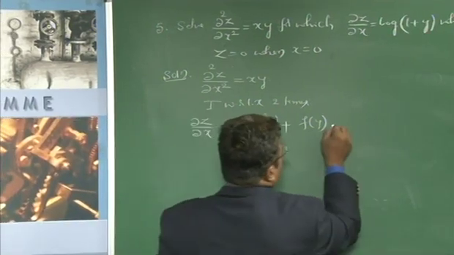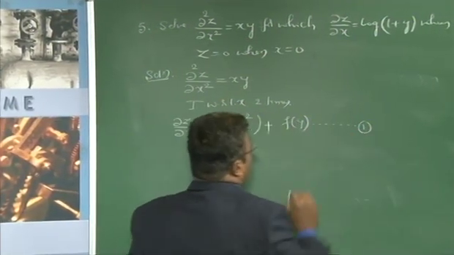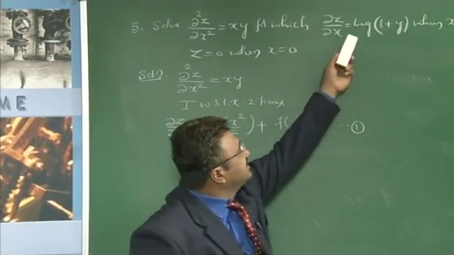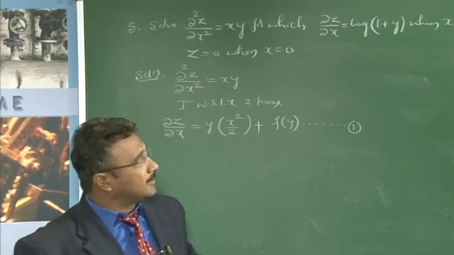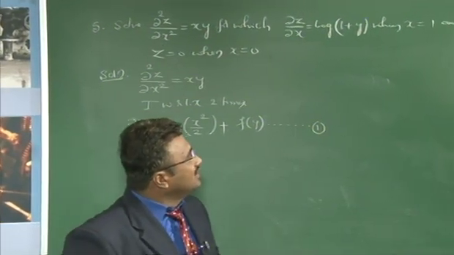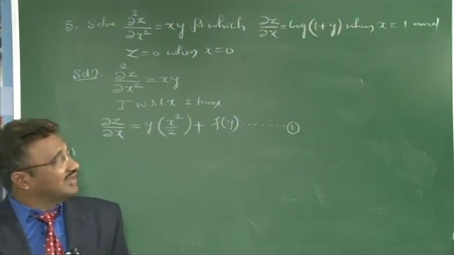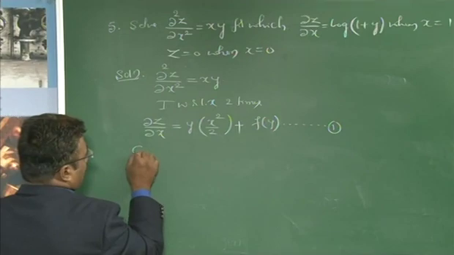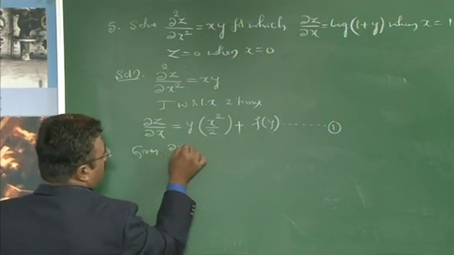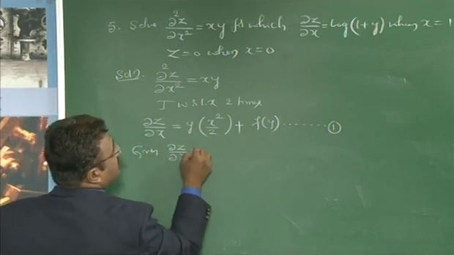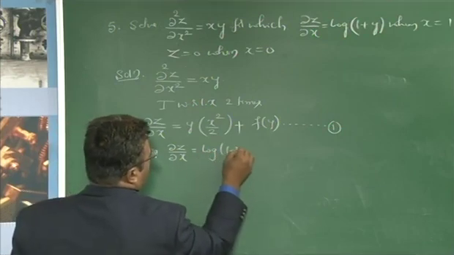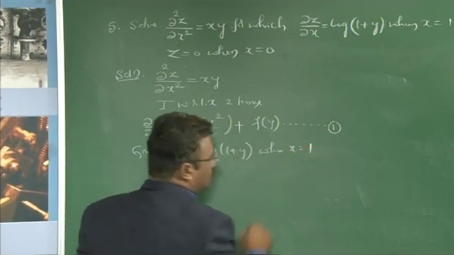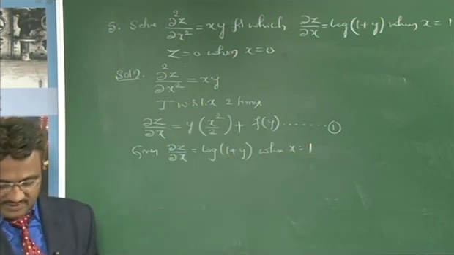Now call this equation number 1. Why am I calling it that? Because I want to extract the value of f(y) using the first condition of ∂z/∂x that they gave here, which is log(1 + y), and correspondingly they give the value x equal to 1. This is the condition they gave.